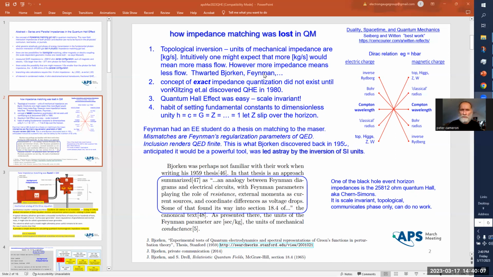So Feynman was looking at this, Bjorken was looking at it, and it's very confusing. It was backwards here. He thought it was resistance. The reality is his seconds per kilogram was conductance. So the intuitive advantage that he anticipated didn't materialize at that time. The mismatches are Feynman's regularization parameters of QED, and this makes QED finite. The model we're working here is finite without renormalization.